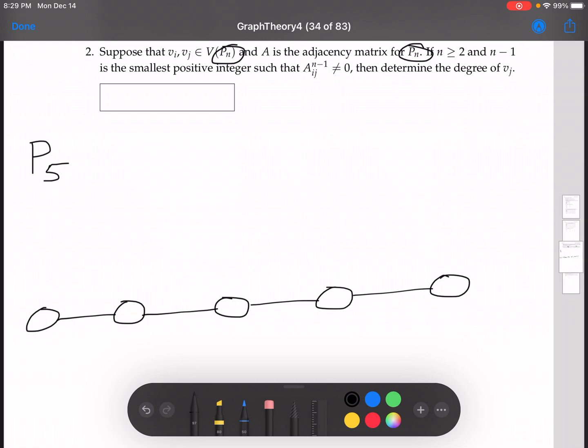Now before we even work on this problem, the thing I'd like you to notice is that there's only 2 possible answers for this problem. The answers are either 1 or 2. And that's because in a path graph, there's only 2 possible degrees for every vertex. Either you have the endpoints that have degree 1, or you have the other vertices which have degree 2. So that's it. The only possible answers we could get for this problem are 1 or 2.